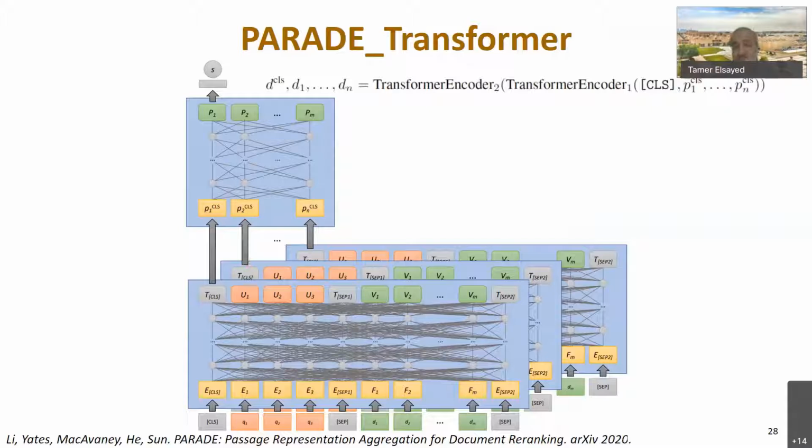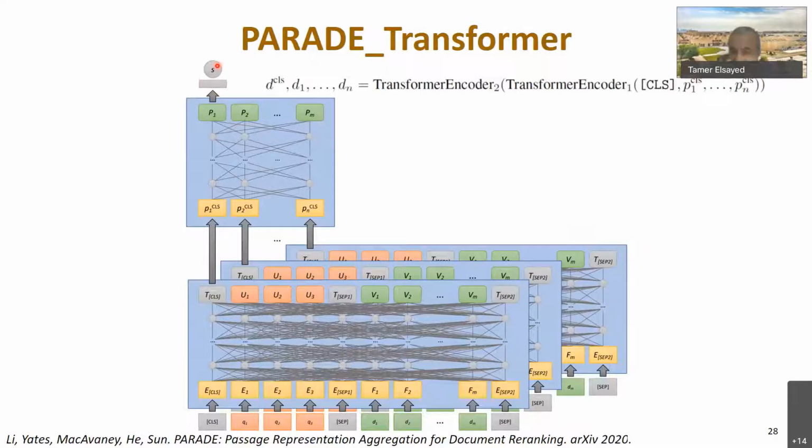Of course, we will learn a model here, and eventually after the 2 layers of the encoder, we get the CLS embedding for the input, which will then be passed to the classifier, the normal classification layer, to get a final score. Okay, is this clear? So this variant is called Parade Transformer.